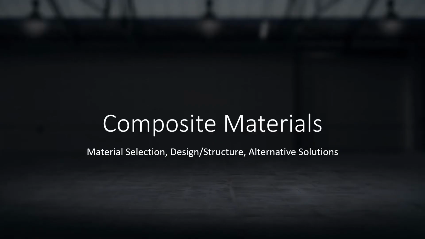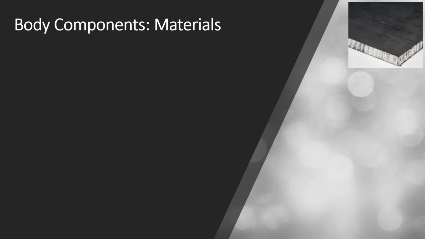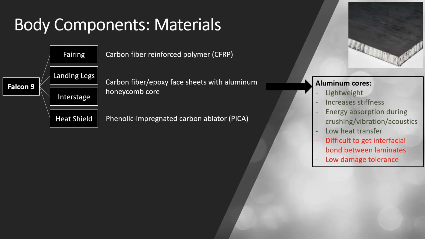And now moving on to the composite materials used for these components. Here's an overview of the composite materials used for the body component of the Falcon 9 launch vehicle and other general rockets in the market. The fairing is made from carbon fiber reinforced polymer, the heat shield ablator will be made from PICA, and the landing legs and inner stage will both be made from carbon fiber epoxy laminates overlaid on aluminum honeycomb cores.